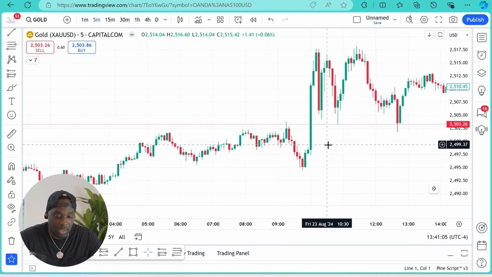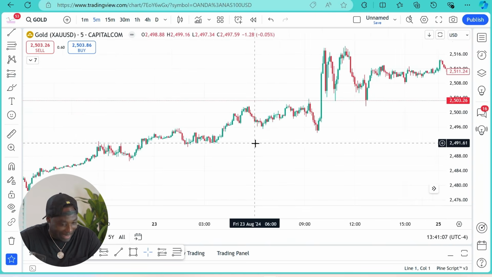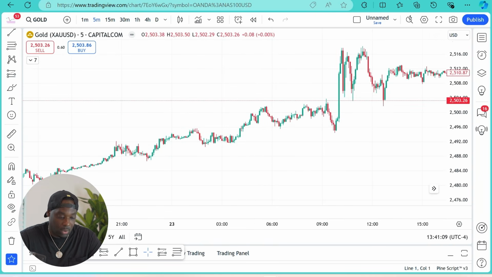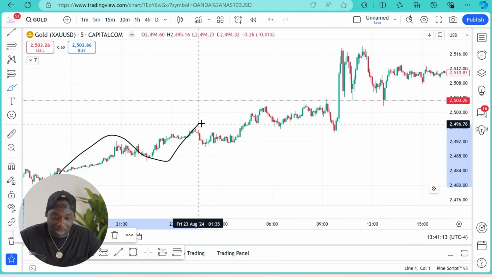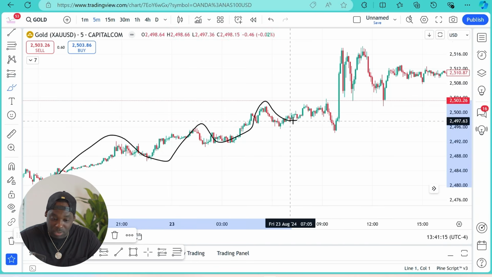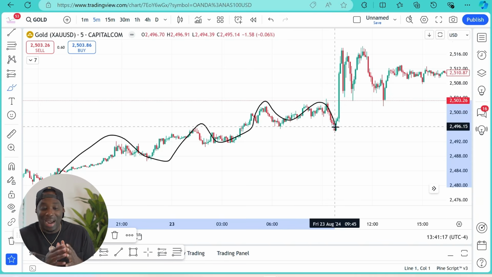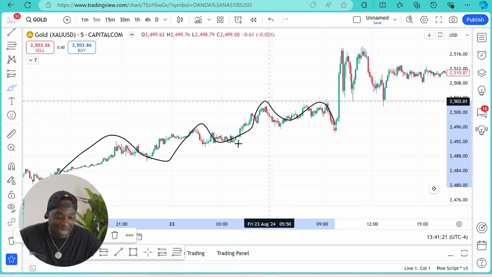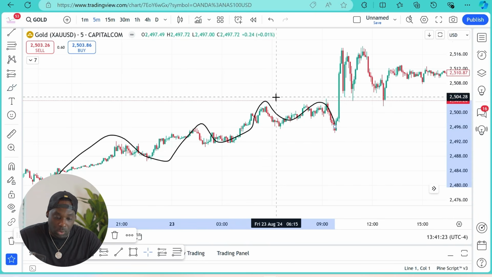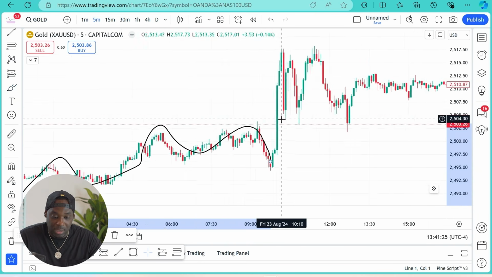So this example right here is a classic 5-minute example where, again, I'm not looking at the high time frame. We're going up. We're looking at the direction. The direction is what? It's an uptrend. I don't need the higher time frame to tell me that we are in a bullish market. So we have higher highs, higher lows.